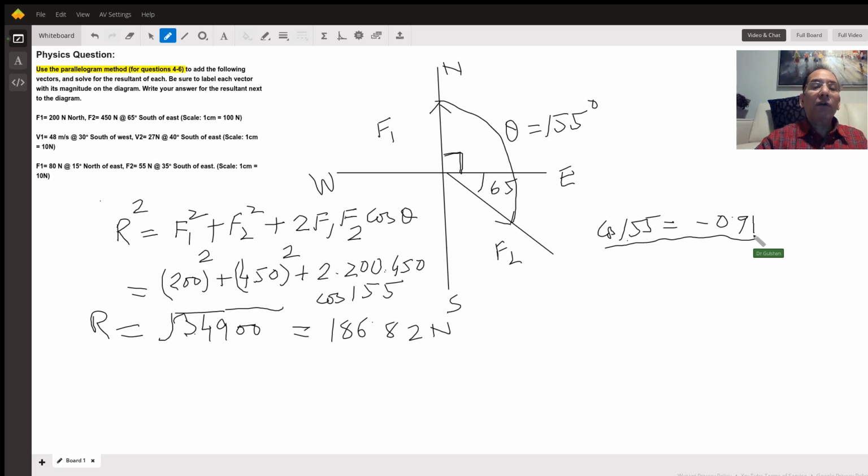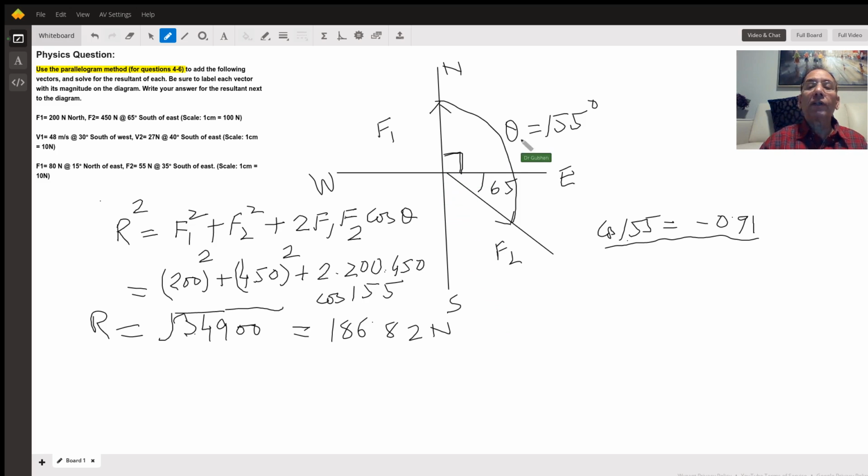If I plug in that value, I get the resultant equal to the square root of 34900. And if I take the square root using a calculator, I get 186.815, which can be rounded off to 186.82 newtons. So the resultant is 186.82 newtons, and the direction of the resultant can also be found.